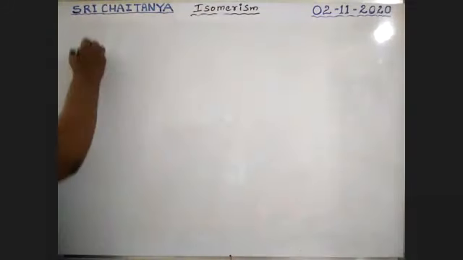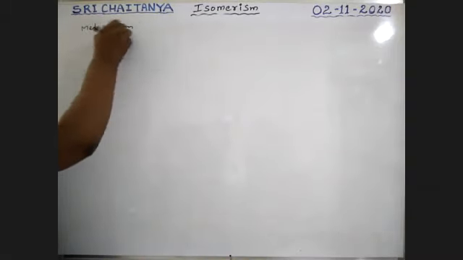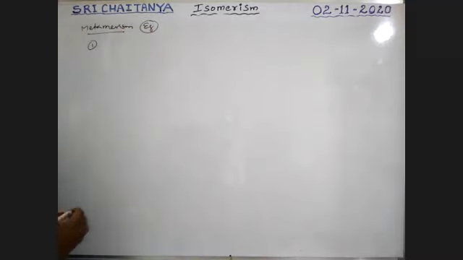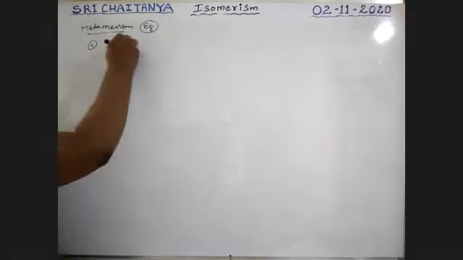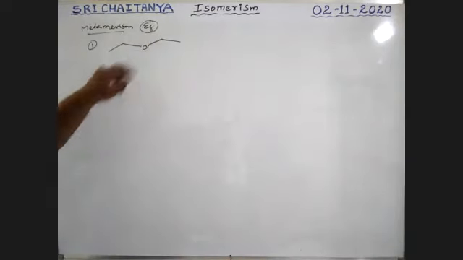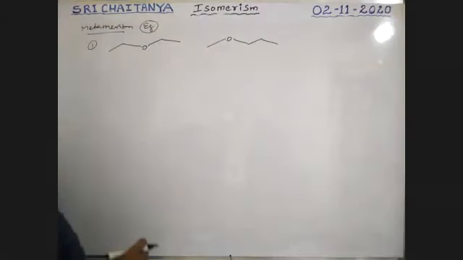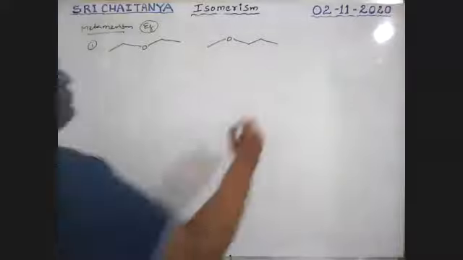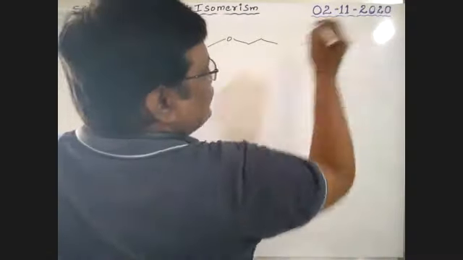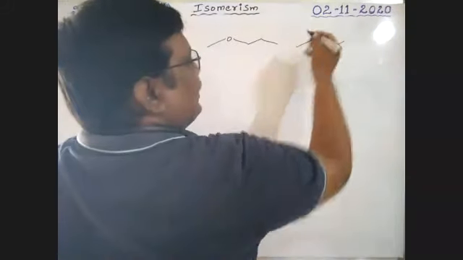See, boys, examples of metamerism. Example one: diethyl ether, ethyl and ethylene. Next, ethyl and propyl. Sorry, methyl and propyl. It is methyl and isopropyl. All these three are examples.